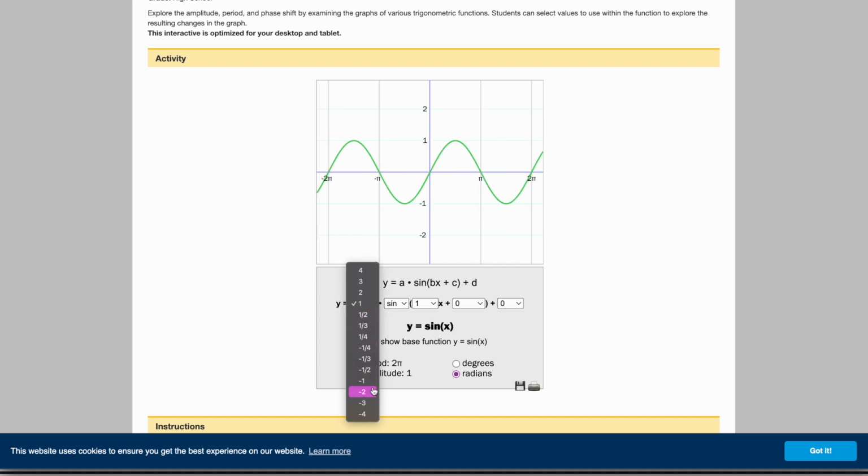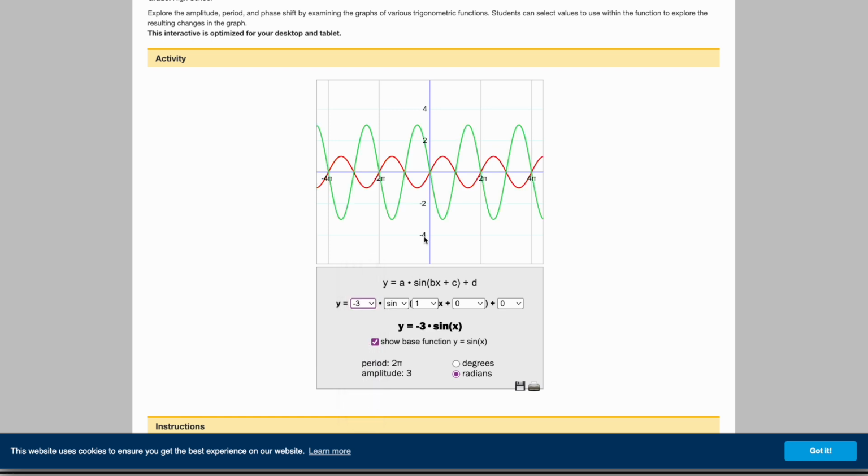Also, if we made it negative, like -3, then instead of going up and then down, it actually goes down and then up. It completely reflects. And again, you go up to 3 and down to -3.